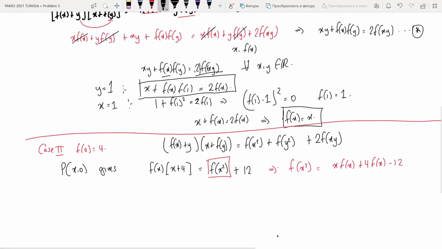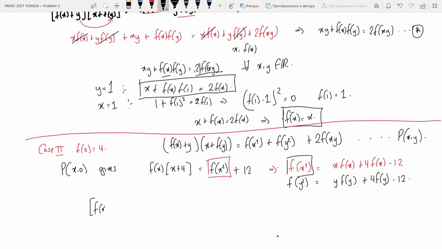Then similarly, we can always swap the variables. They are just placeholders. So this is what we have for this. What we're going to do is substitute this and this into the right-hand side of this equation here. This is our original question, this is p of x, y. We're going to substitute here and see what we get. So when we do that, we get this.